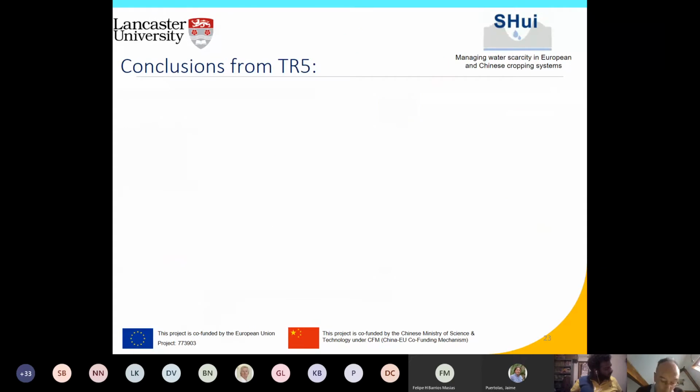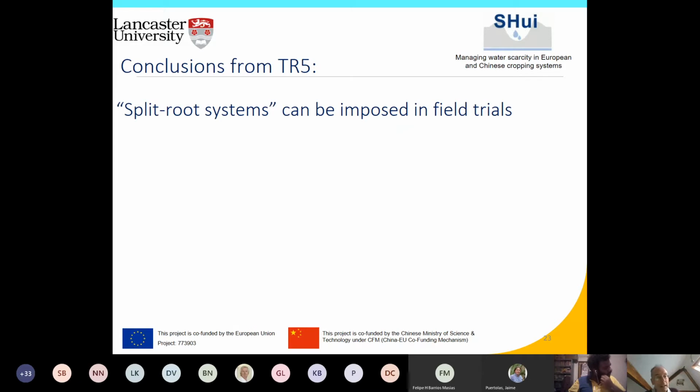So the technique of partial root zone drying has been agronomically evaluated very extensively over the 20 years or so since it has been introduced. There's been a huge number of trials done predominantly by academics, collaborating often with commercial partners in field environments. And I would argue that these are the sort of conclusions from the work. Certainly, it's been possible to apply these split root systems in field trials.